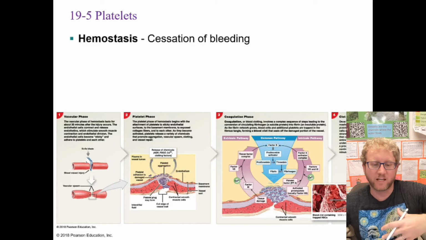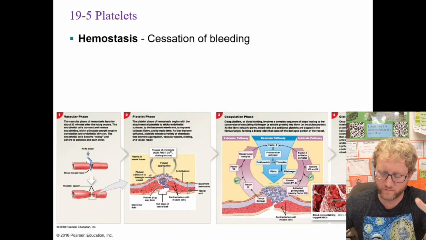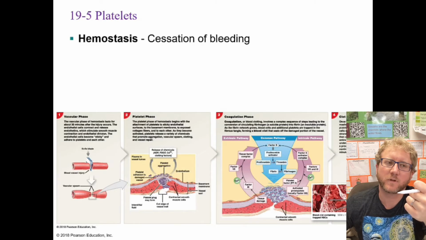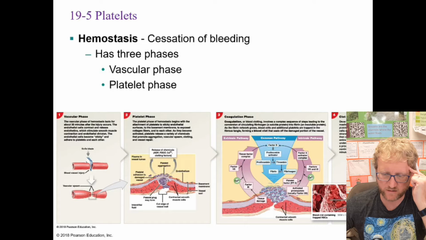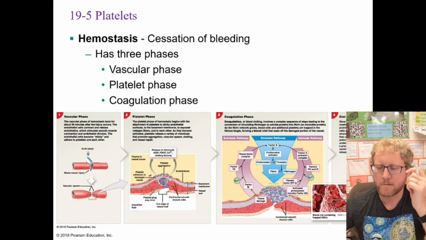So here's kind of an overview of hemostasis. Hemostasis is the stopping of bleeding once some sort of damage to a blood vessel has taken place. And this is any size blood vessel, okay? Capillaries, smaller vessels, larger vessels, stuff like that. And there's 3 phases. There's the vascular phase, the platelet phase, and the coagulation phase.